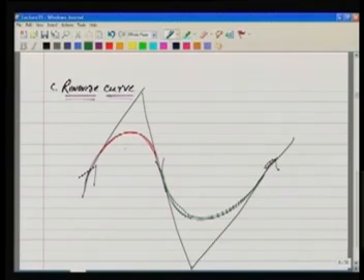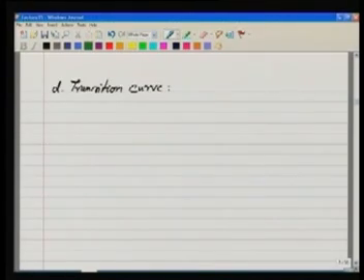So when these two curves of radius r1 and r2 are provided, and their convexity is opposite to each other, we call this kind of curve a reverse curve. You might have seen these many times in the field, in actual applications.